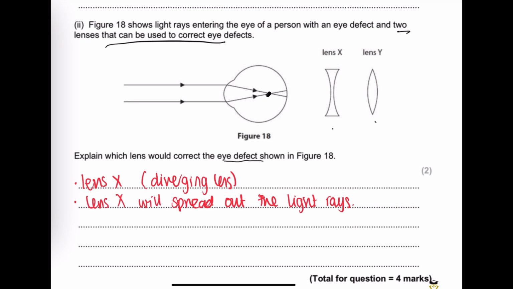So we can see that lens X will be the one that actually fixes it, just because it's a diverging lens, or another word is a concave lens. It's concave, kind of, it goes inwards. That's why it's kind of like a cave. So this means that it will spread out the light rays. Because it goes too early, it will just spread it out and delay it so that it actually reaches at the correct time. The Y would just make it come closer. So this would be if the defect was that it would go too late.